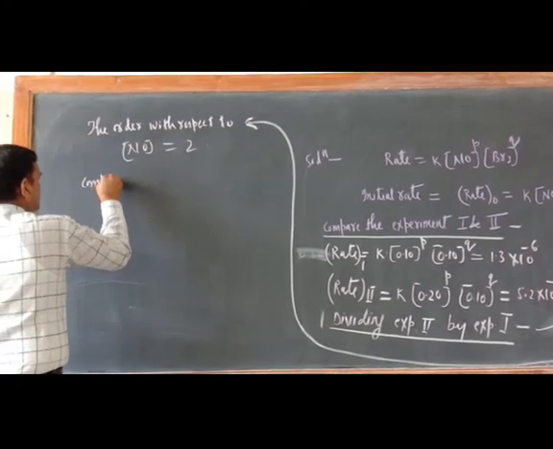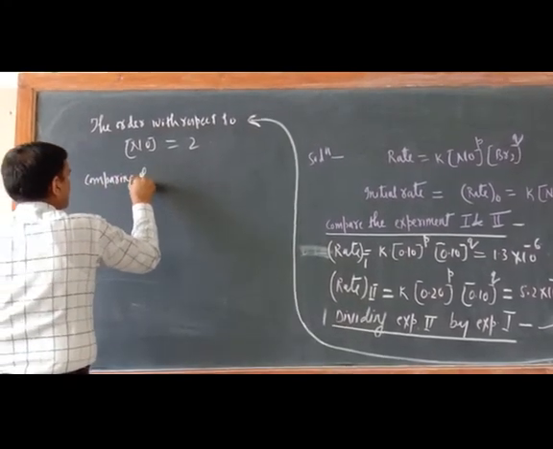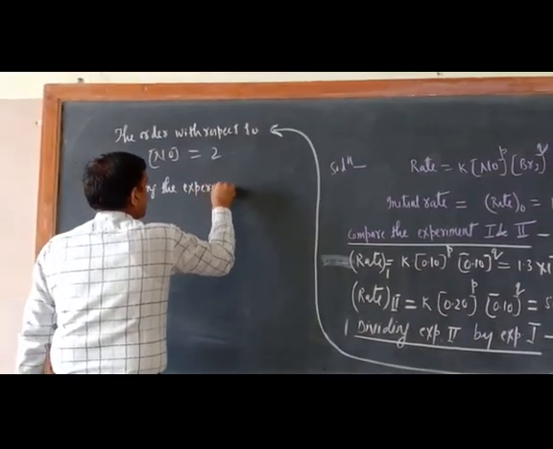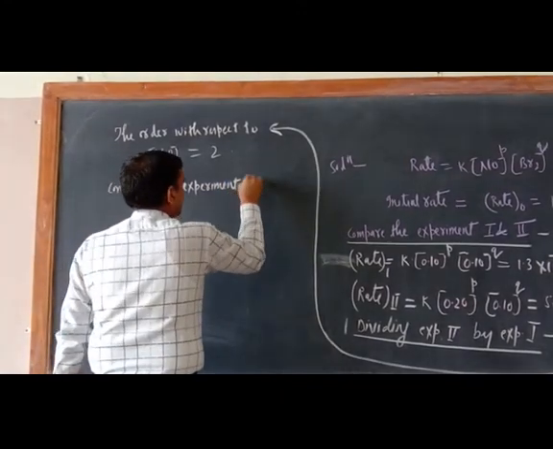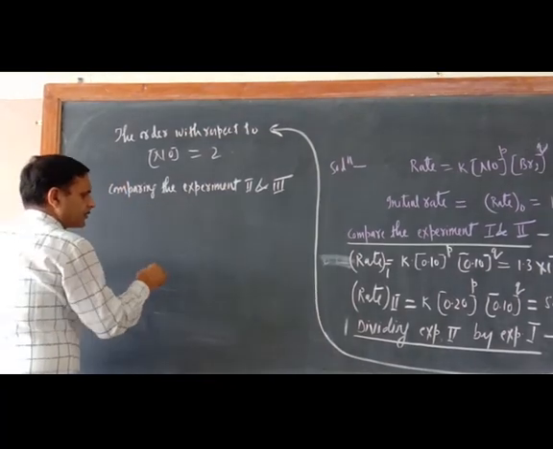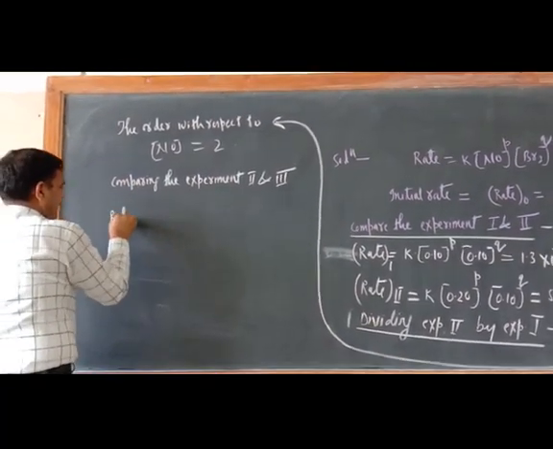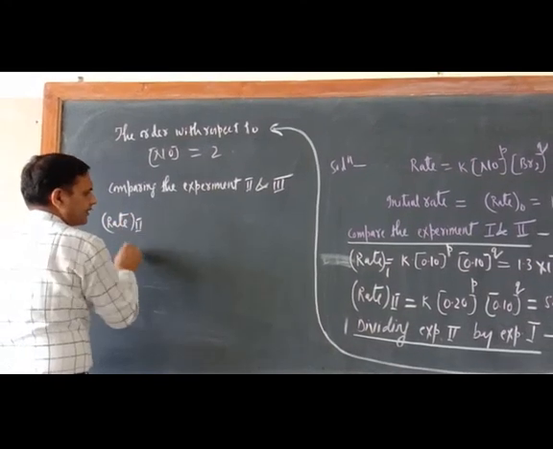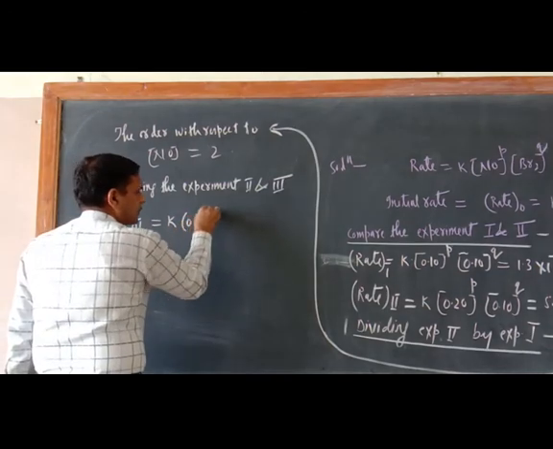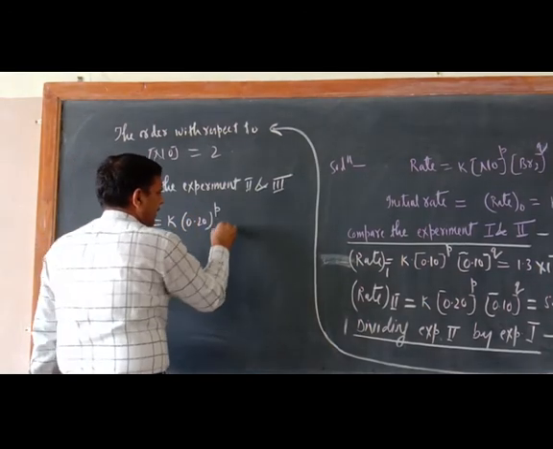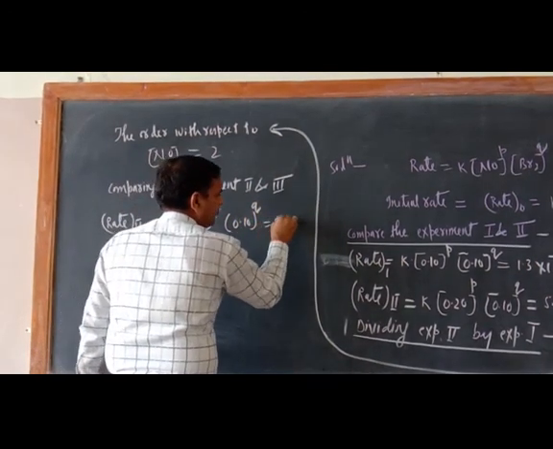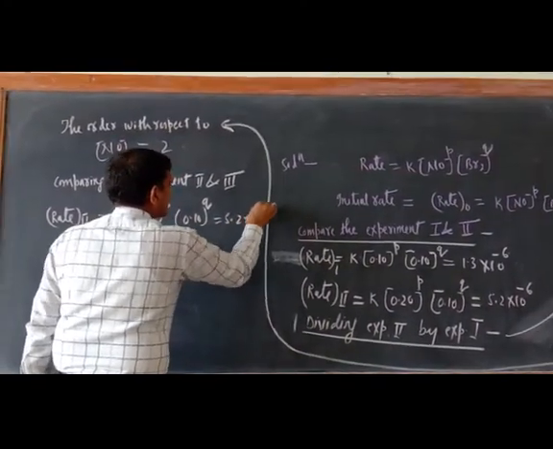Comparing the experiment second and third. So second experiment, rate second equal to K. Here what is there? 0.20 P and here 0.10 cube, that is equal to 5.2 into 10 raised to the power minus 6.